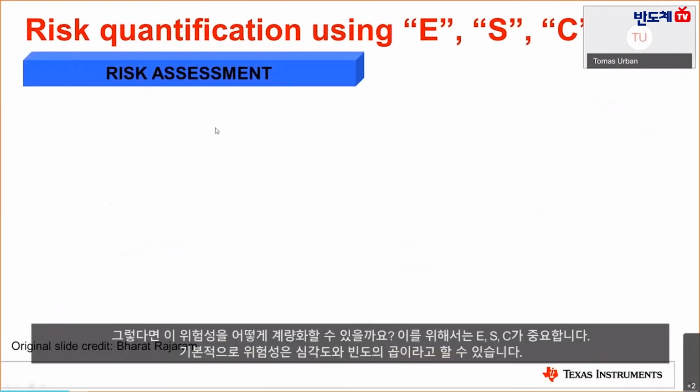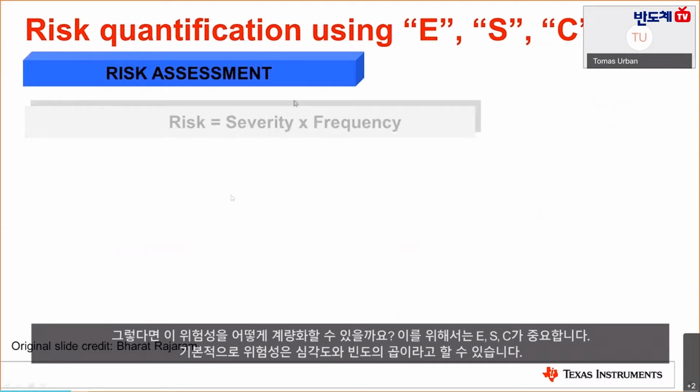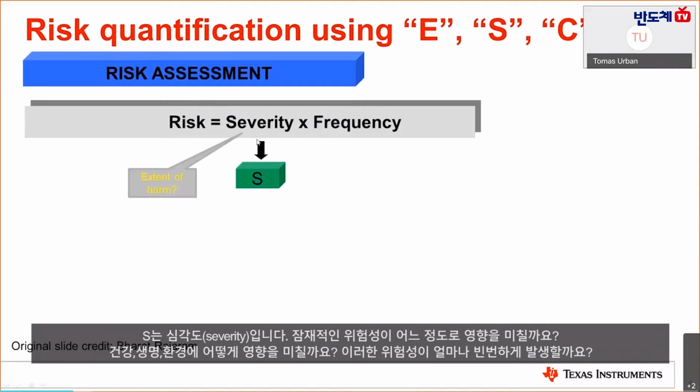So how do we quantify the risk? We use three letters, ESC. The risk, as you might know, is basically a product of severity and frequency. The severity is the S letter. So what is the extent of the potential harm? What is the impact on health, on lives, on the environment? How frequently can this happen? We need to evaluate that further.